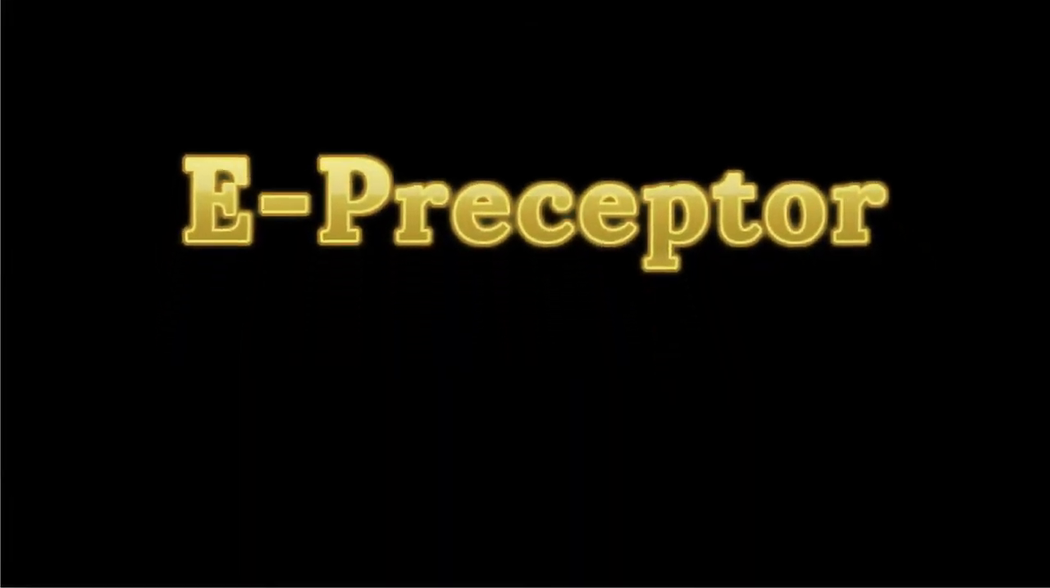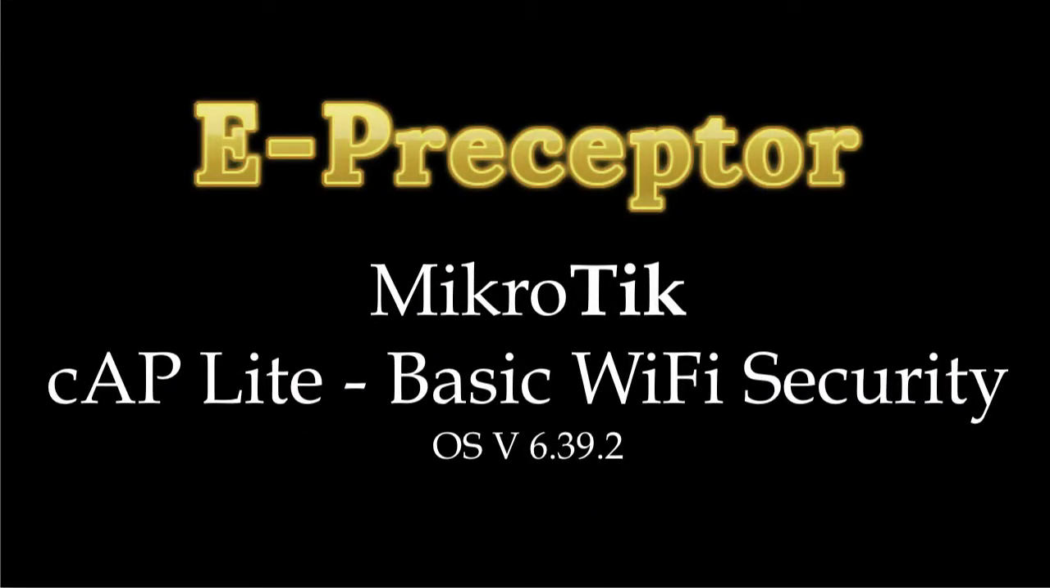Hi and welcome. This is the follow-up video of the default settings on your MikroTik cAP Lite router. In video 4 of the E-Preceptor video range, we had a look at the default settings as found on your cAP Lite. Although you didn't need to touch any settings to get the router running in the default transparent bridge mode, it is not a very good idea to operate any wireless device without security.